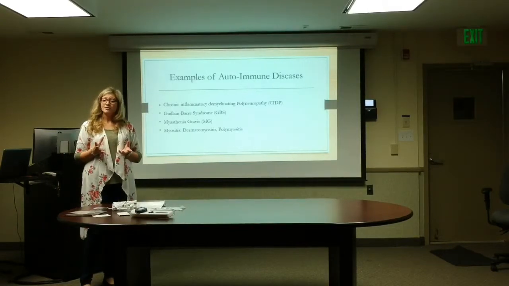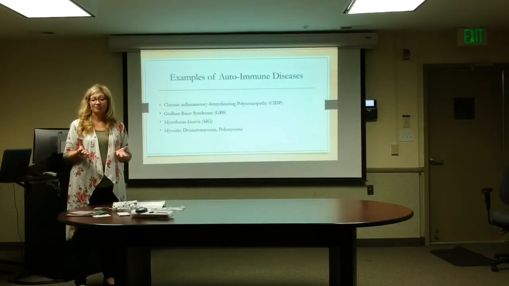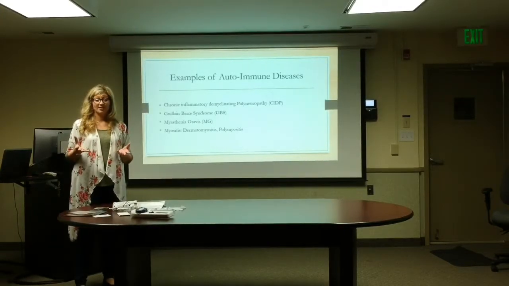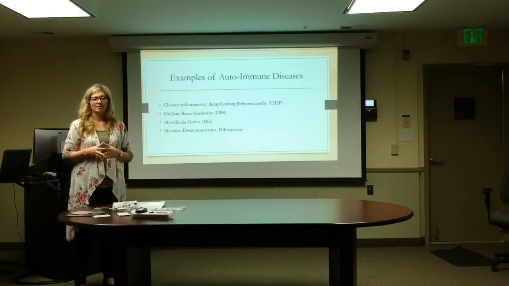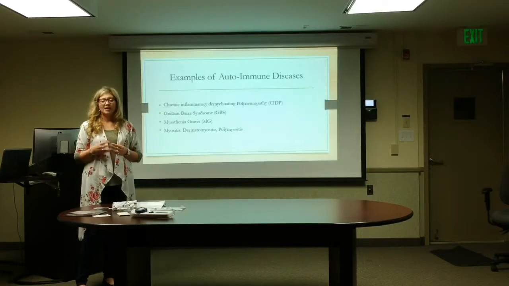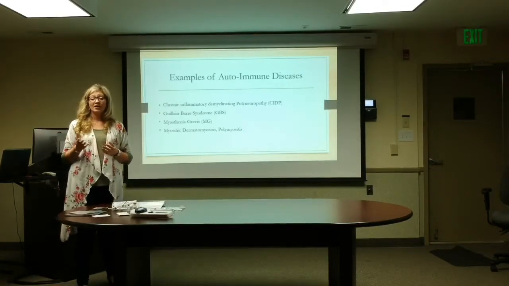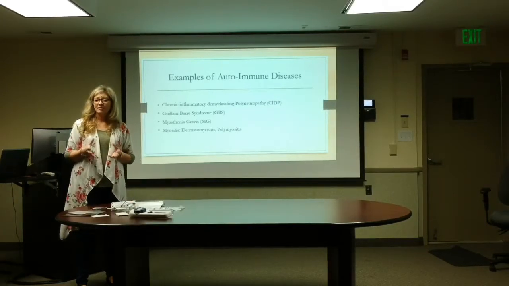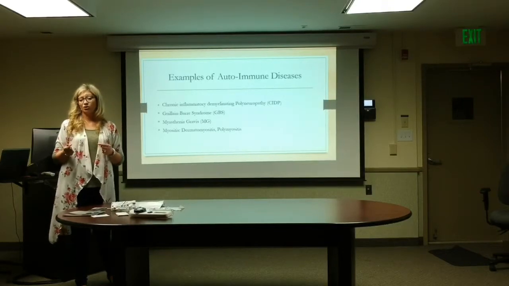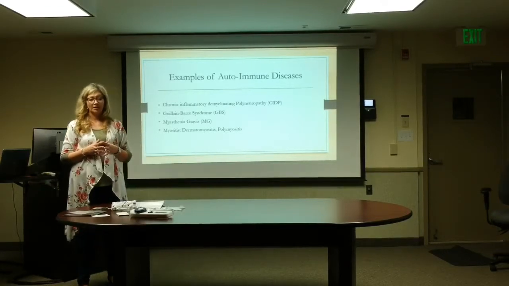So some examples of autoimmune disease. Now there are over 100 autoimmune diseases, and we are investigating and discovering many more of these in the United States. But these are just a few that we're going to talk about. So we have CIDP, we have Guillain-Barré syndrome, or GBS, we have myasthenia gravis, and we have myositis or dermatomyositis. Polymyositis, or necrotizing myopathy falls into the myositis category as well.